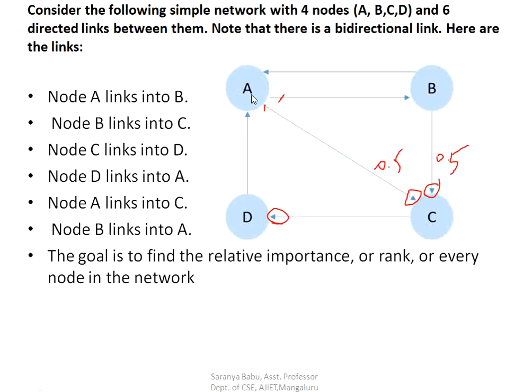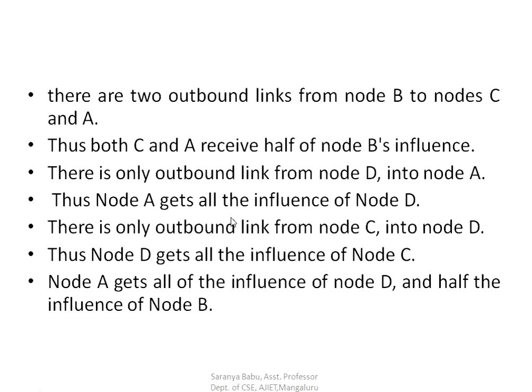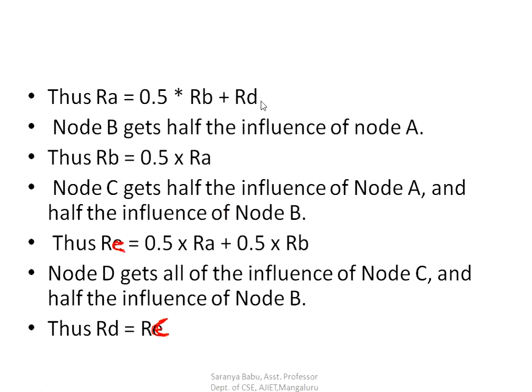So A will get the complete rank of D. So RA, the rank of A, can be written as 0.5 into rank of B plus rank of D. That is how I have written 0.5 into RB plus RD. Similarly, you calculate the rank of B, C and D.